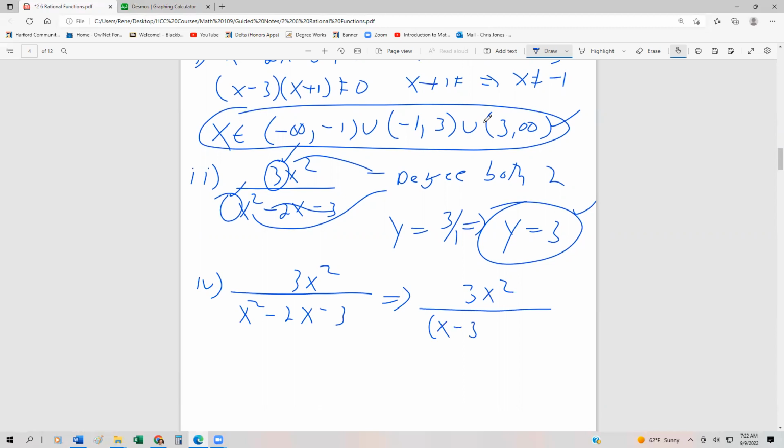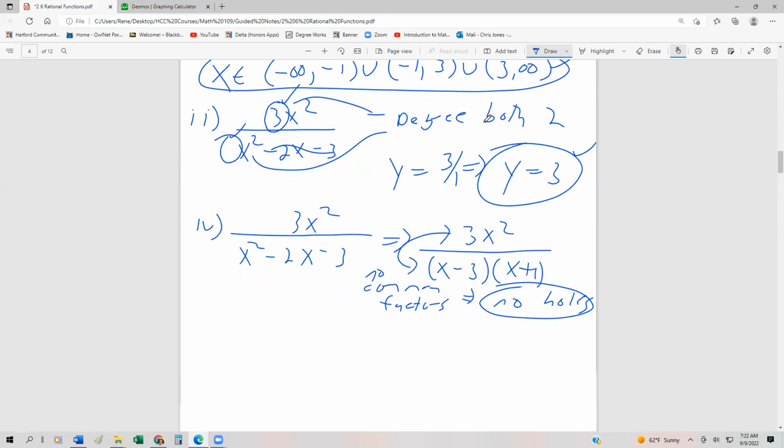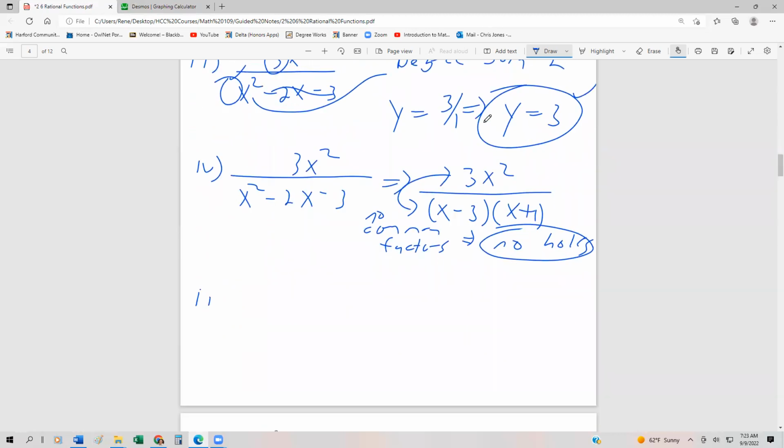And remember, we already factored the denominator before. And notice that there's no common factors. So there are no common factors, which means there's no holes. But that can help us to be able to find the vertical asymptotes.